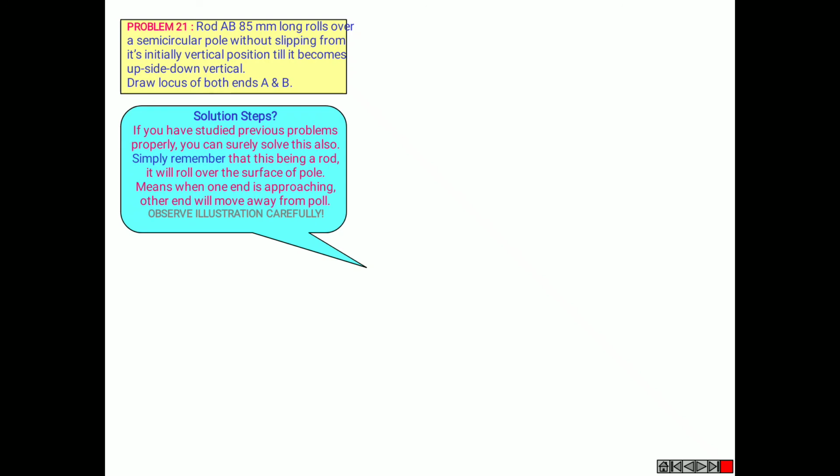See how to solve, some steps. If you have studied previous problems properly, you can surely solve this also. Simply remember that this being a rod, it will roll over the surface of the pole, which means when one end is approaching, the other end will move away from the pole. So observe the illustrations carefully.